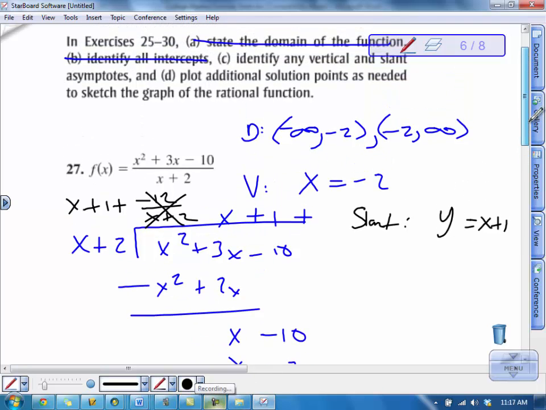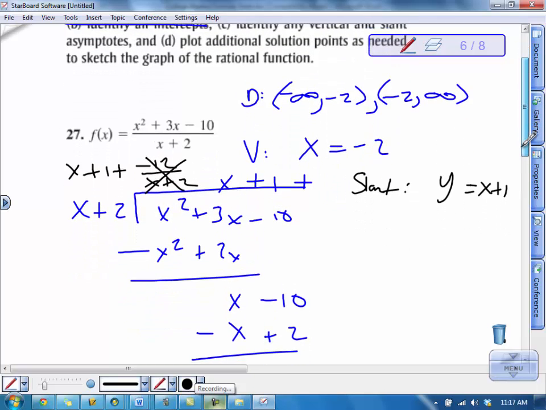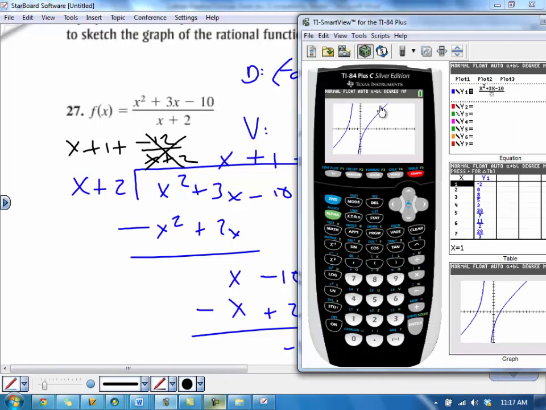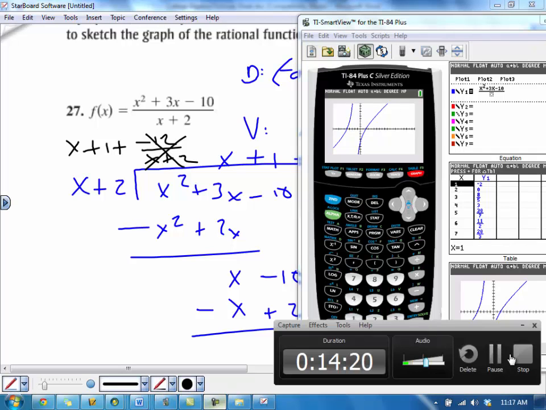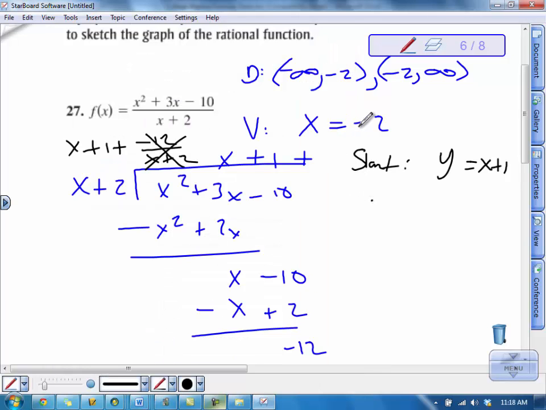I do care about plotting additional points to sketch the graph. You can graph it on your calculator and see if the end behavior asymptote is that line. In fact, I'll graph that line too. Okay, so here's the graph. You can look at it in your calculator, and you can see the end behavior asymptote, x plus 1. Over time, the function approaches that asymptote. So that's the end behavior or slant asymptote. It also has the vertical asymptote of x equals -2 as well.